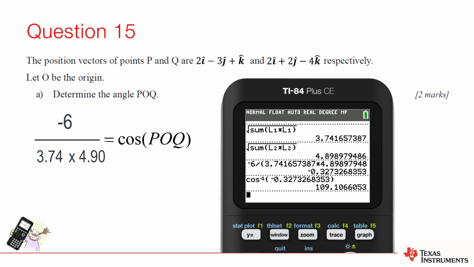Make sure you know whether your calculator is in degrees or radians. The question doesn't specify the angle format, so make sure you include either the degree or radian symbol in your answer.